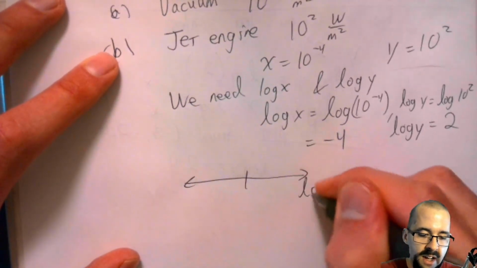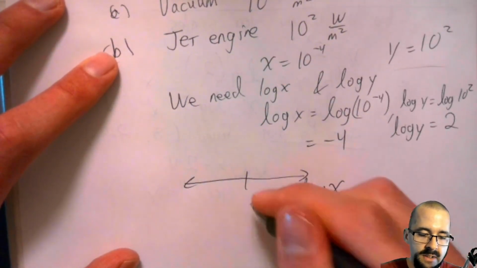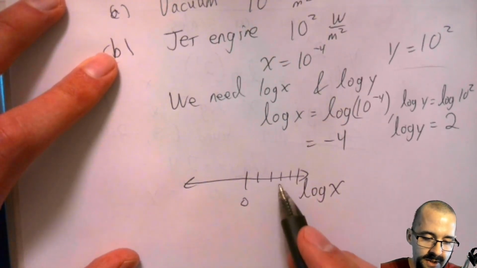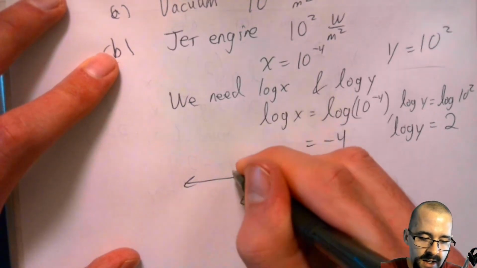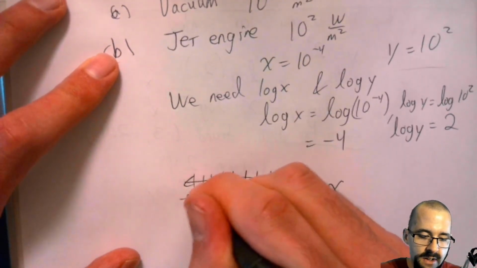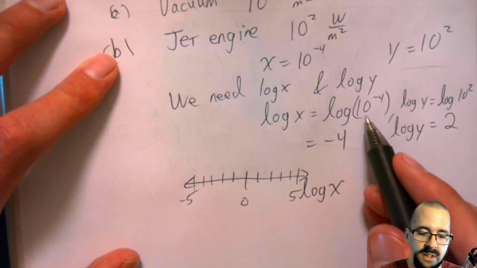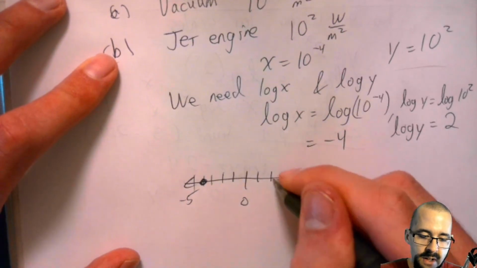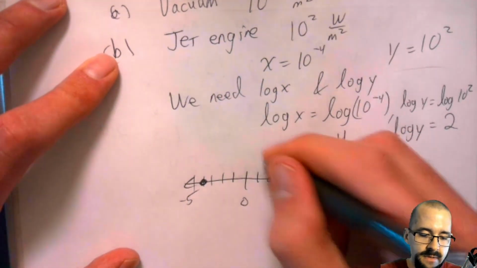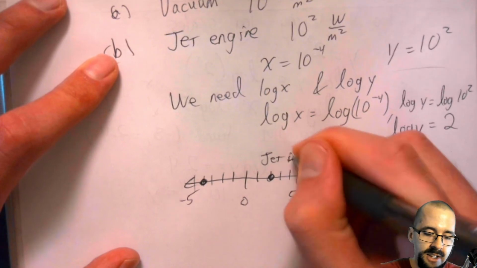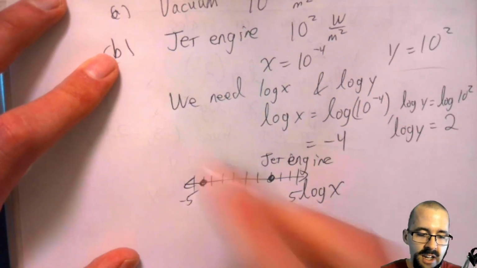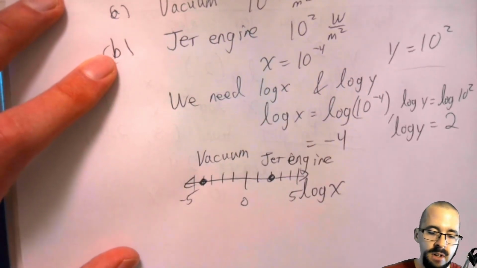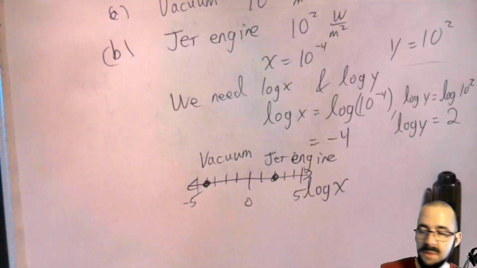Okay. So if I have the log of a point, this is 0. 1, 2, 3, 4, 5. And negative 1, 2, 3, 4, 5. Well, this first point is going to be right here at negative 4. The second point is going to be at positive 2. So here's our jet engine. That's not how you spell that word. Here's our jet engine, and here's our vacuum cleaner. All right. And that's what it's asking you to do for those problems.